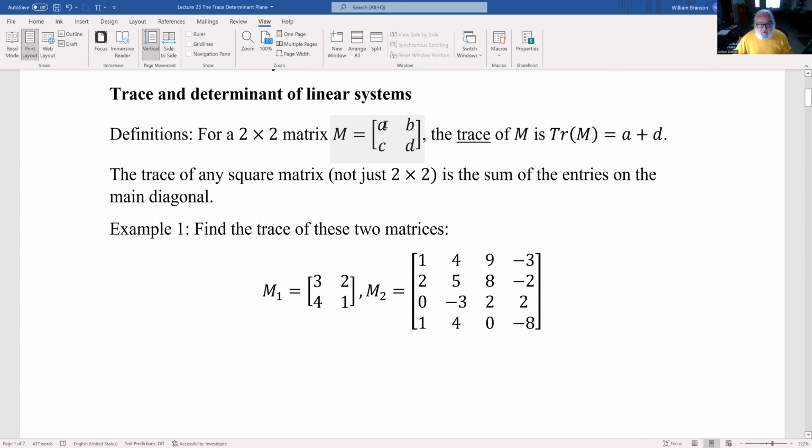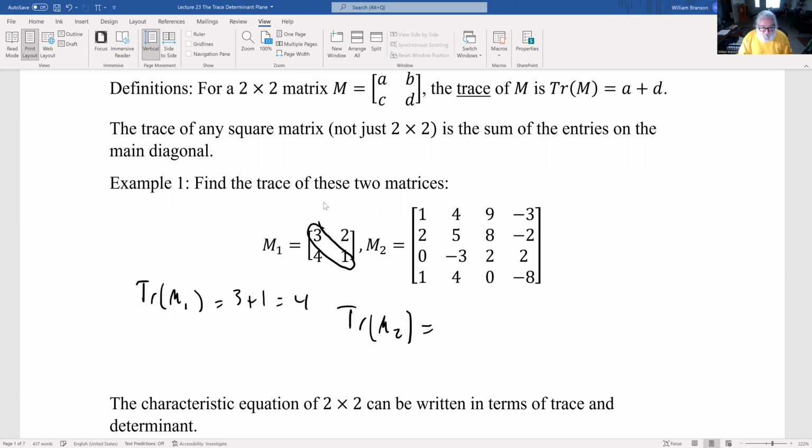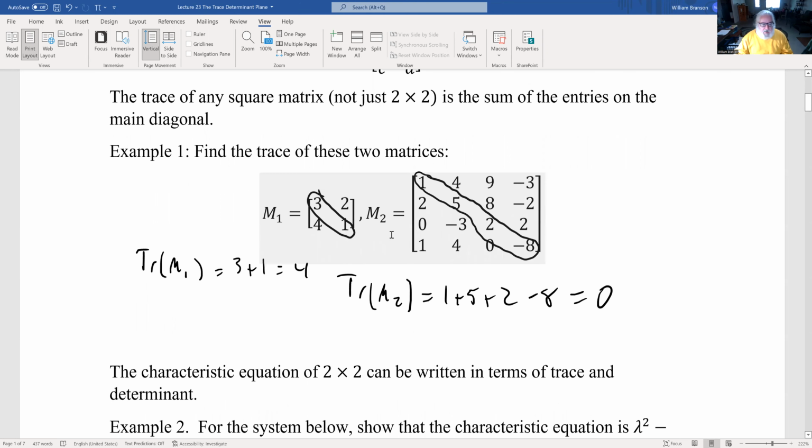So trace and determinant for linear systems: if we have a 2 by 2 matrix M, the trace is just the sum along the main diagonal, A plus D. So what's the trace of these two matrices? Trace of M1 is 3 plus 1, that's 4. We just add up those numbers. Trace of M2 is a 4 by 4 matrix, it's still a square matrix. So for the trace, we just add up the numbers along the diagonal: 1 plus 5 plus 2 minus 8, which is 0. So trace is easy to find.